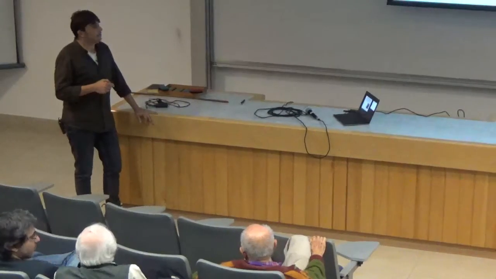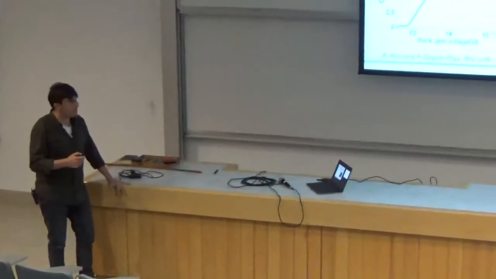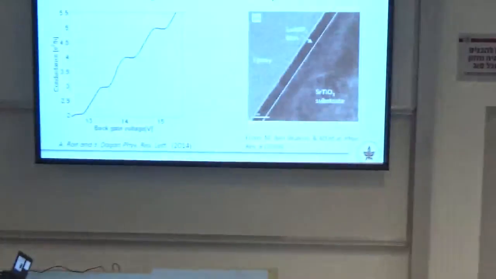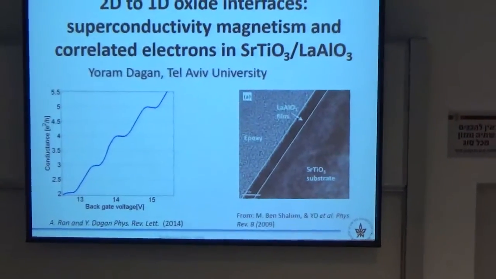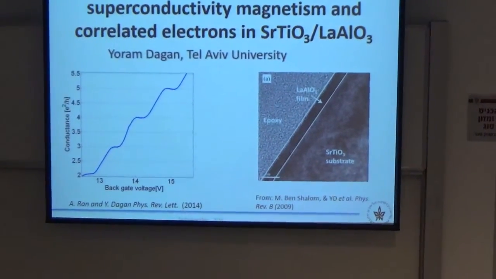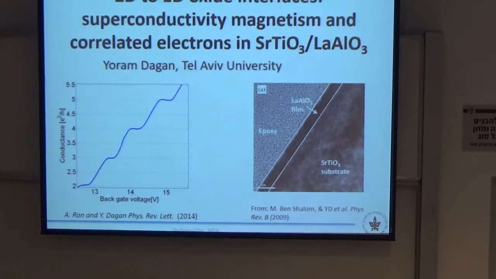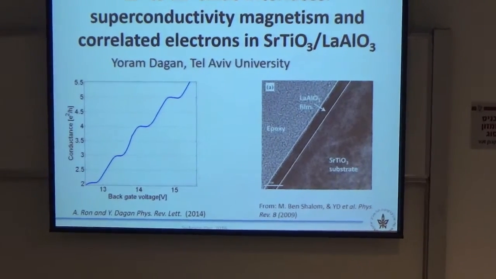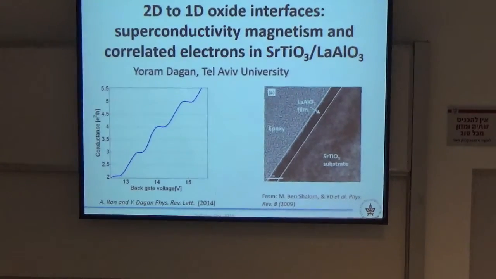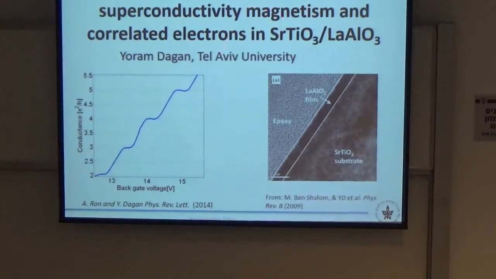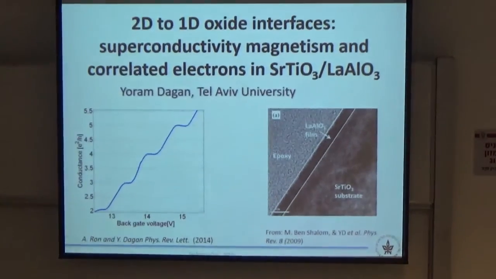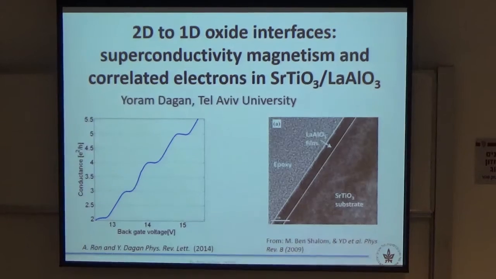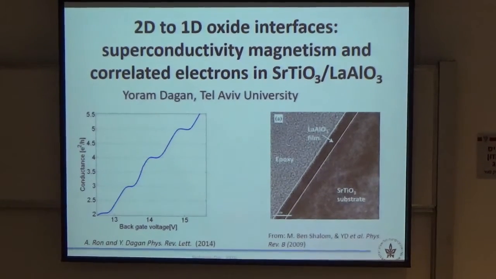I'll talk about maybe some of these topics. Oxide interfaces. Basically, I'll start with an introduction to interfaces. Then I'll go to the particular interface that we are interested in. We have strontium titanate, lanthanum aluminate, and let's see how far we get from there.